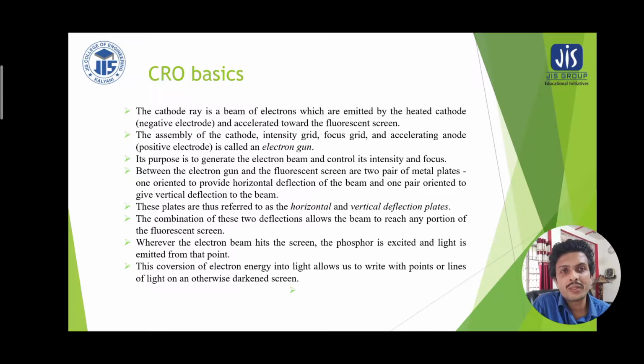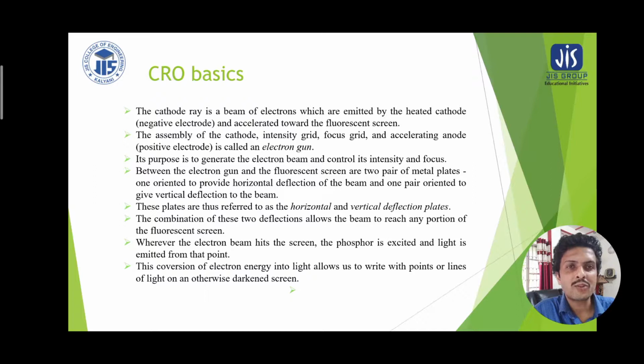The assembly of the cathode, intensity grid, focus grid, and accelerating anode, that is the positive electrode, is called an electron gun. Its purpose is to generate the electron beam and control its intensity and focus.